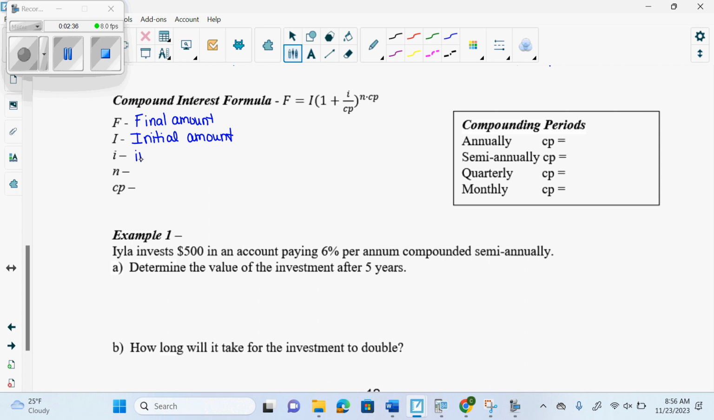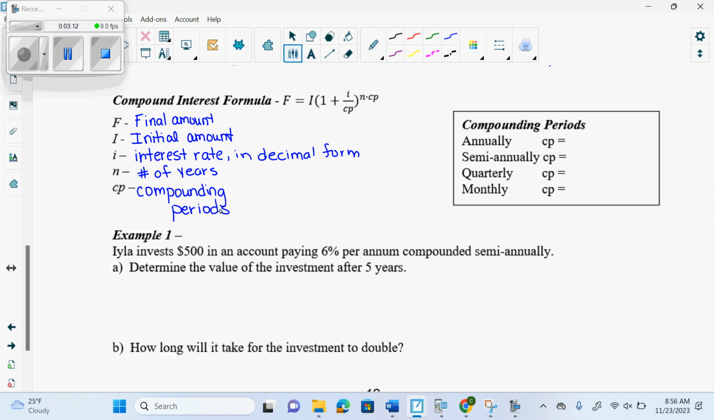i is interest rate in decimal form. n is number of years. And CP is the only thing that's different. It's compounding periods, so it's how many times a year it happens. There's a little chart of compounding periods off to the side.